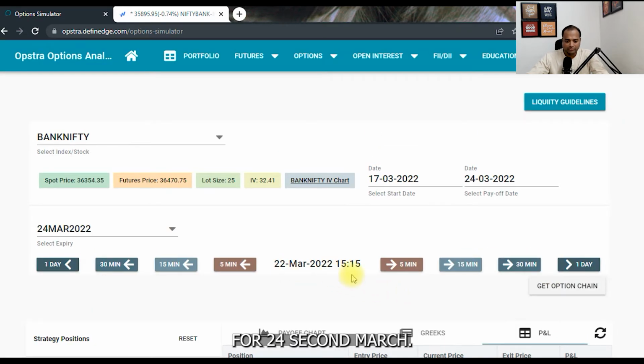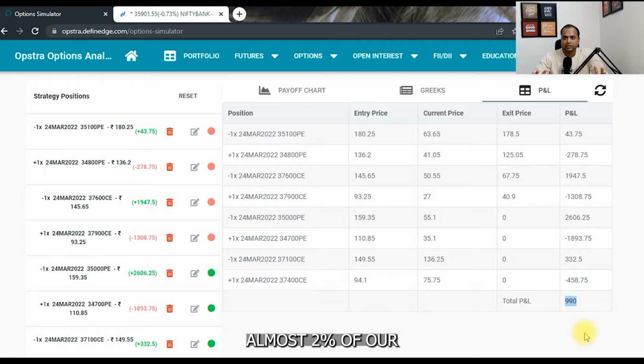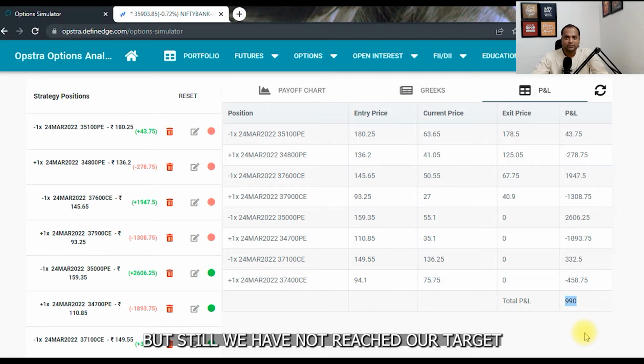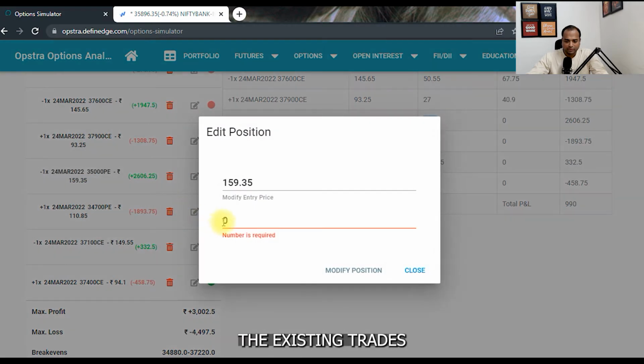So on 22nd March, what happens? We are having a profit of 990 rupees, almost 2% of our target of 4%, which is 1800. But still we have not reached the target. So what we are going to do? We are again going to do the adjustment. So we will simply close the existing trades.